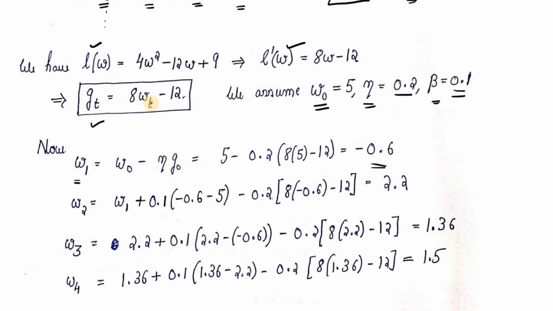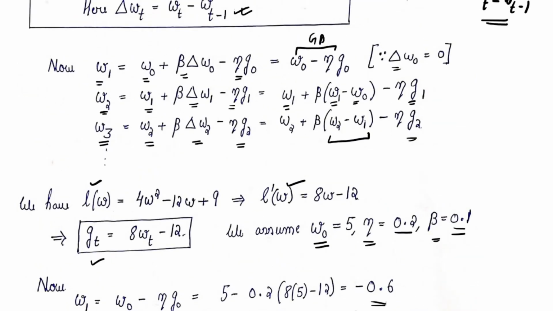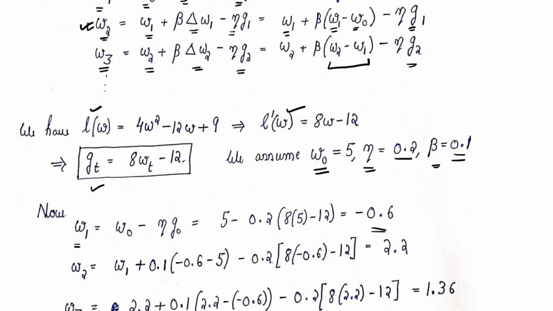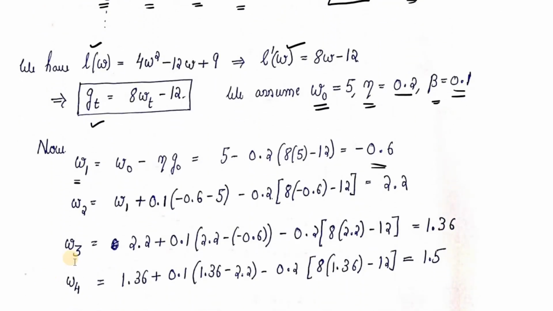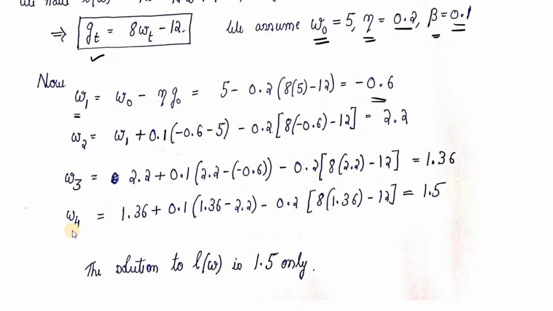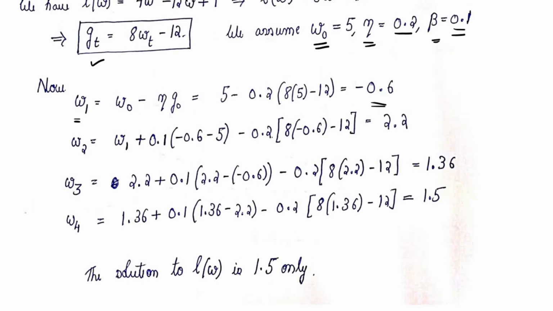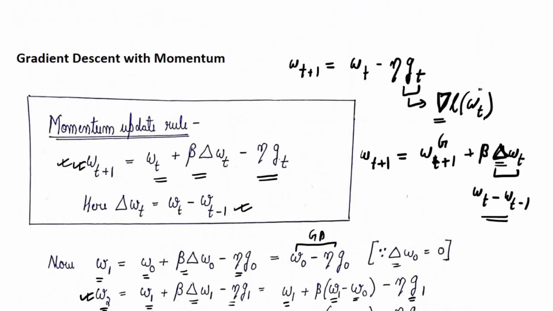We proceed further to calculate W2, which as we calculated before is W1 plus beta times delta W1 minus eta G1. We just make successive substitutions, since we know W1, G1 and W0, and on substituting everything we get the value 2.2. Now we proceed with W3 and solve further. Eventually, at the fourth step we get the value of L(W) as 1.5. So we are able to get convergence with the exact same initializer in just 4 steps.